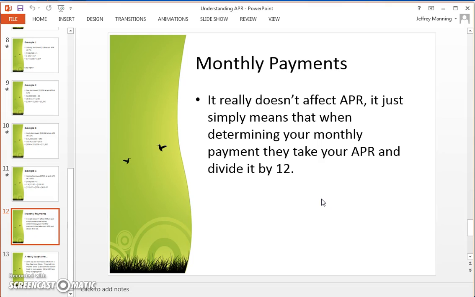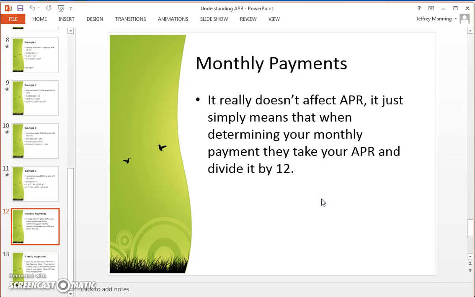Okay, let's talk about this very last thing here, monthly payments. So most loans require you to pay back the loan every month. And especially if it's an installment loan, you pay back a certain amount every month. If it's a non-installment loan like a credit card, then the amount that you pay back can fluctuate depending on how much your balance is or what the minimum payment is. Monthly payments do not affect the APR at all.